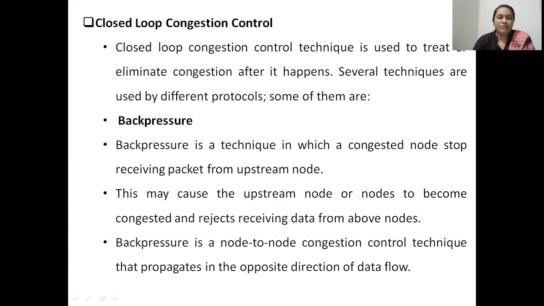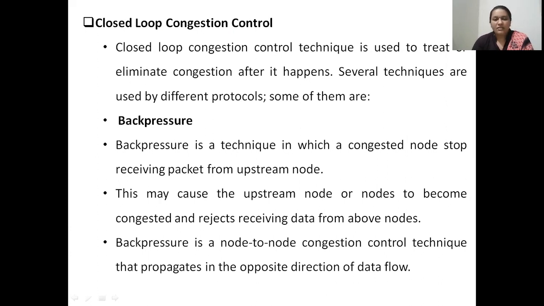The first technique is back pressure. In back pressure technique, whenever a node gets congested, it will stop receiving packets from the upstream node. So this will cause the upstream node or nodes to become congested because the current node is rejecting the packets, it's not receiving. Hence, it will build a pressure on the upstream node, and that will reject receiving the data from above nodes. And this back pressure propagates to the next upstream node.